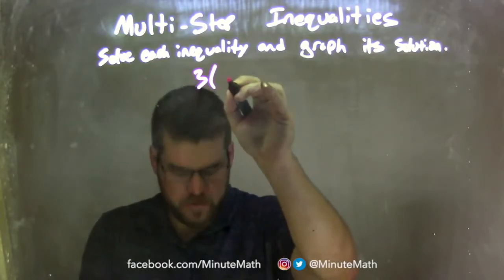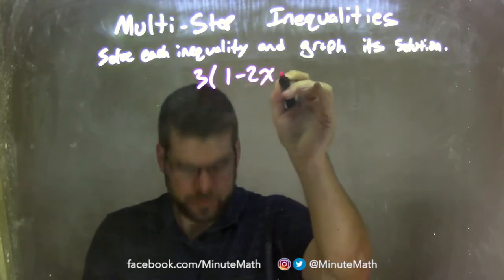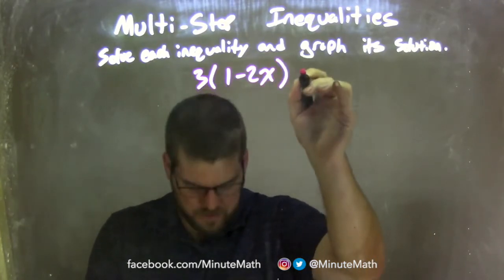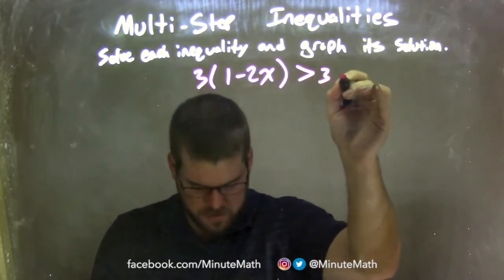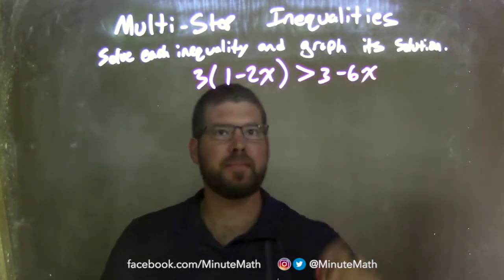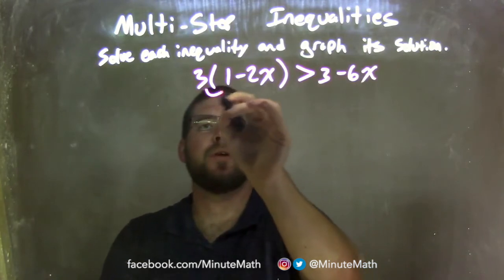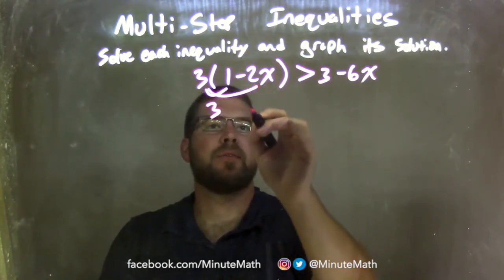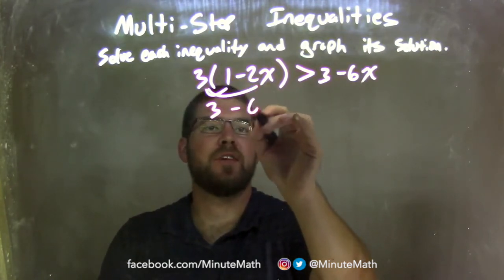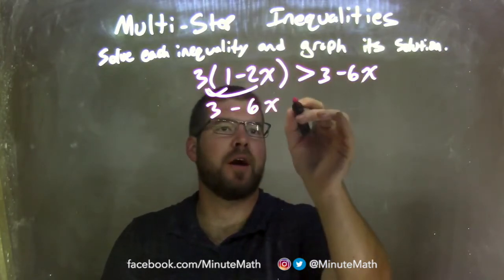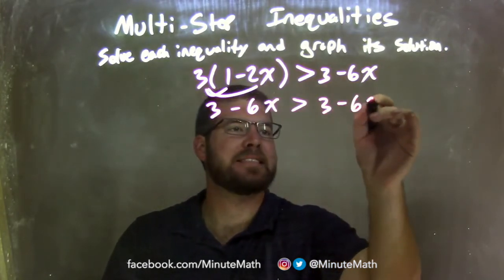3 times 1 minus 2x is greater than 3 minus 6x. Okay? Well, my first step is I want to distribute that 3 across. So 3 times 1 is 3, and 3 times a -2x is a -6x here, right? Distribute 3 across is greater than 3 minus 6x.